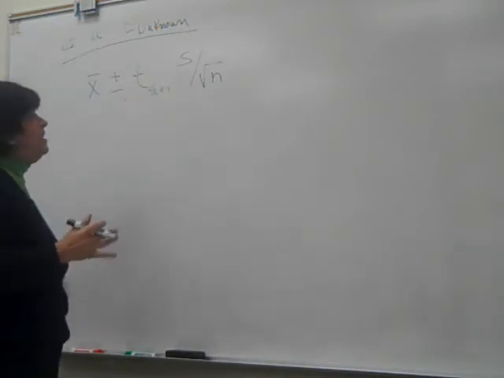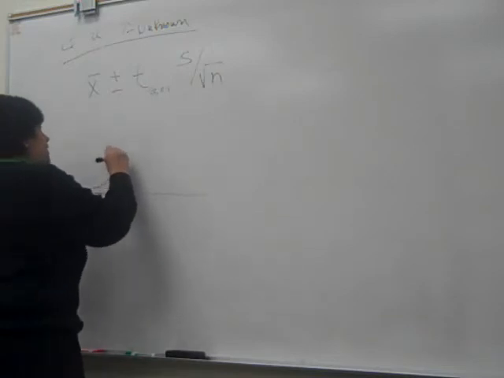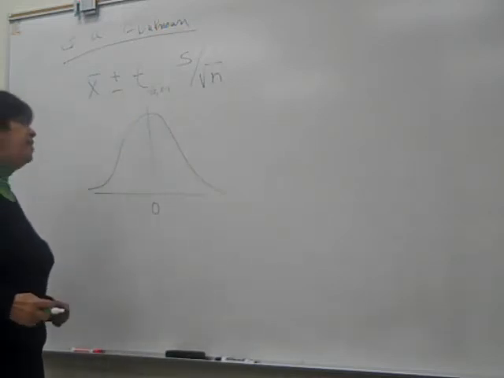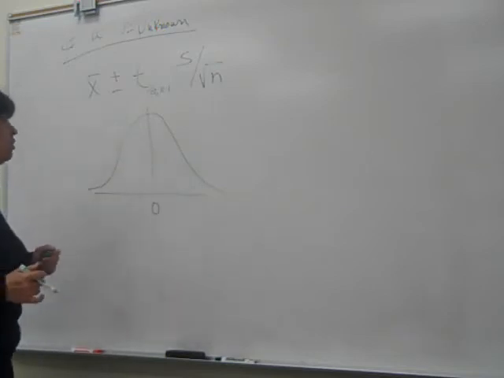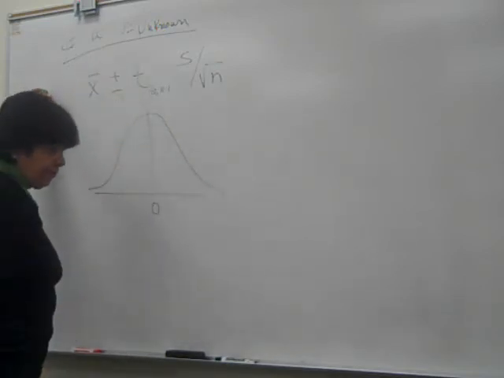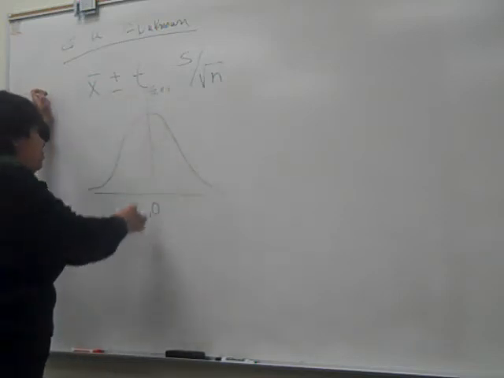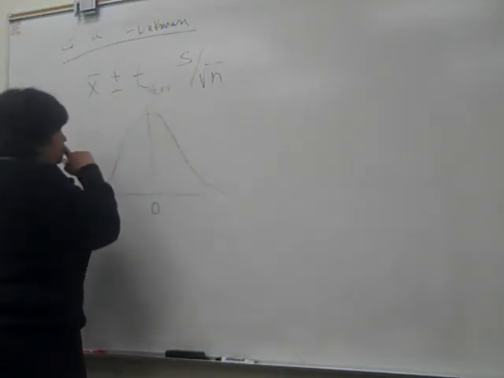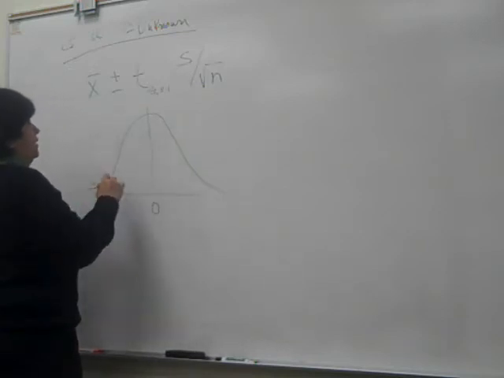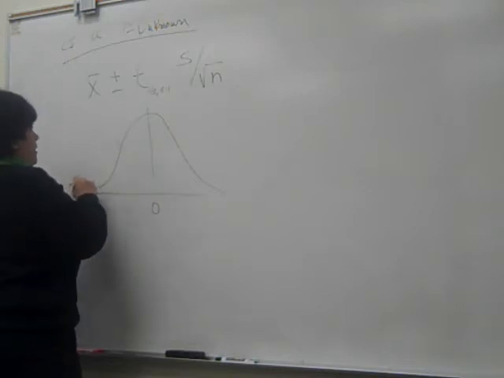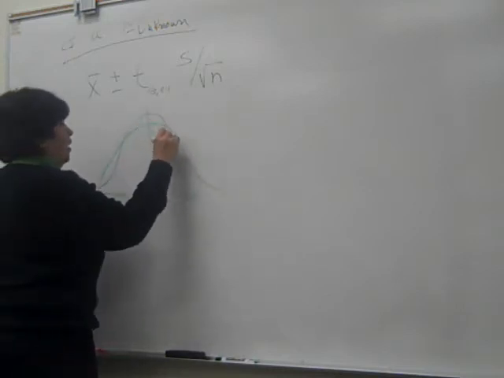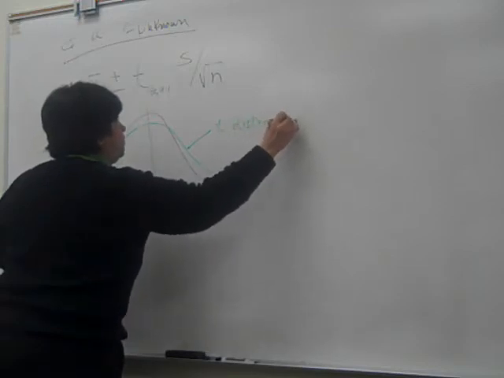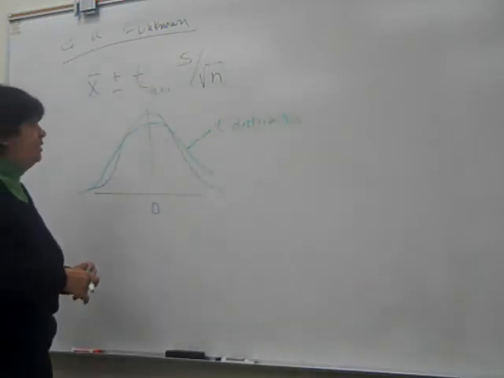Now, what is this t distribution? Okay, let's say that this is a normal distribution, that the mean is equal to 0. The t distribution is very, very similar to the normal distribution. It is also a bell-shaped distribution, and also the mean is equal to 0. However, if I draw the t distribution in this case, what I'm going to get is something like this. This would be the t distribution with whatever degrees of freedom it is.